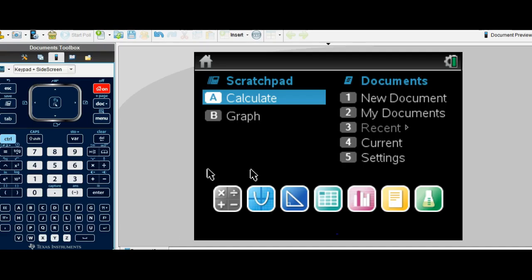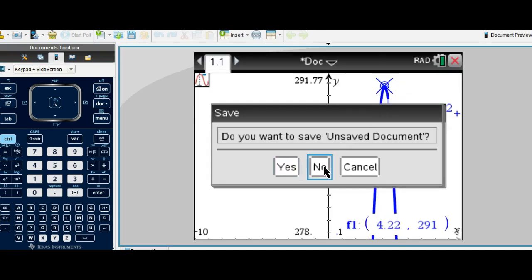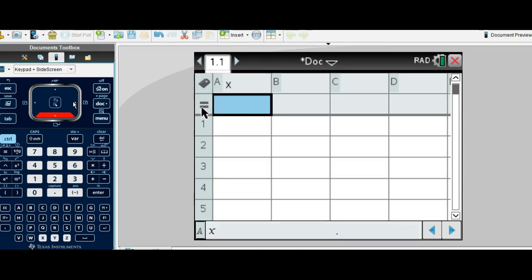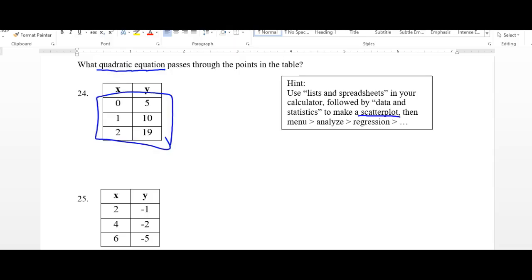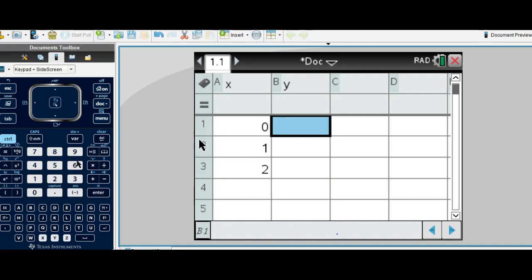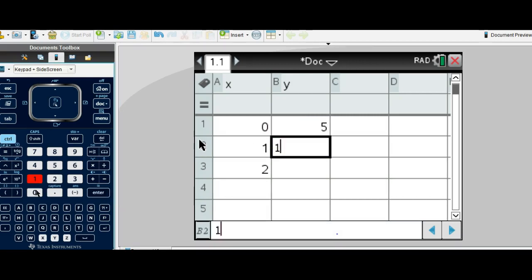So, new document, lists and spreadsheets. We're going to put in all of the X and Y data here. You're going to name the columns first, X and Y. Then you can put in the numbers: 0, 1, 2, 5, 10, 19.